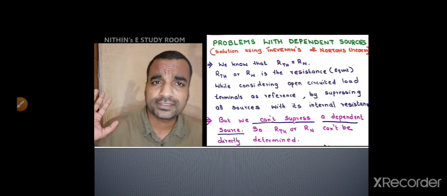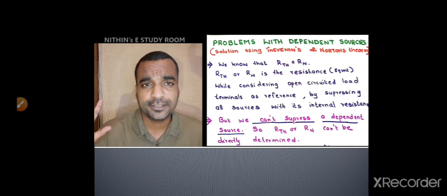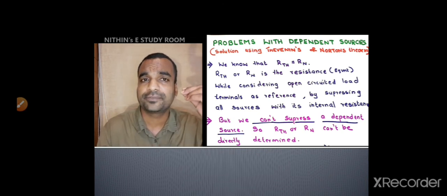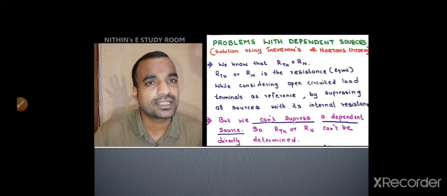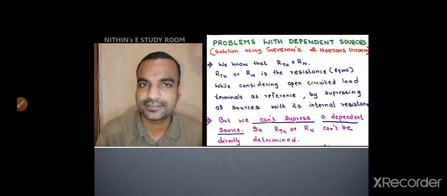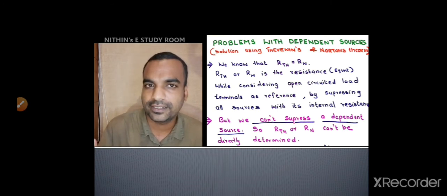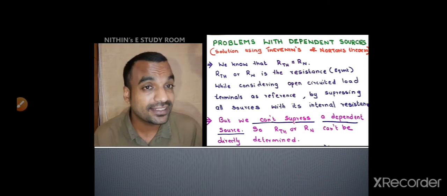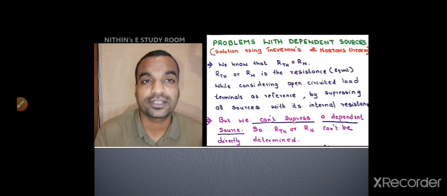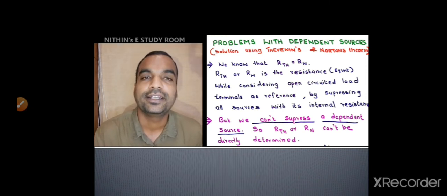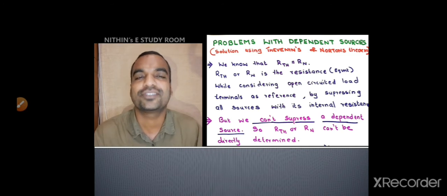So what was RThevenin? RThevenin was the equivalent resistance viewed from the open circuited terminals with all the sources suppressed by their internal resistance. Is it clear? What is RN, or Norton equivalent resistance? It was also the same. Both the definitions were the same.